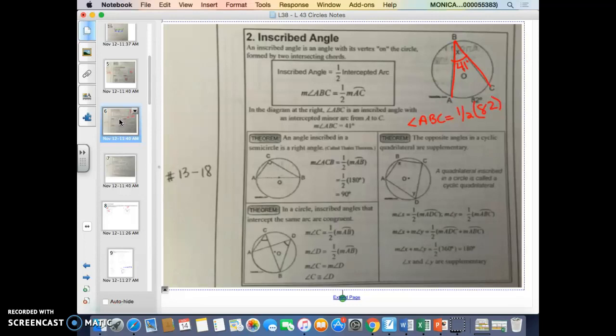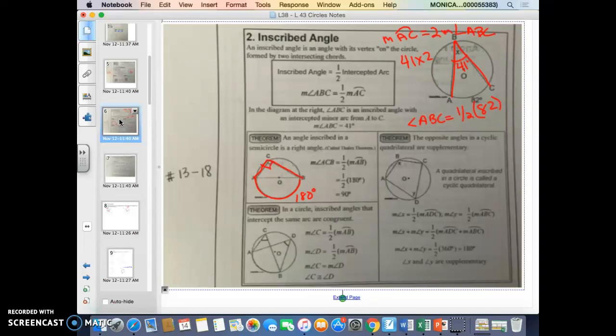Now if you want the arc, the measure of the arc AC is going to be twice the measure of the angle ABC. So if I take 41 times 2, then I get 82, which is the arc. So if you're looking for the arc, you multiply by 2, and that's basically what everything says here. So if I'm looking at ACB, this whole part here, we know is 180 degrees.